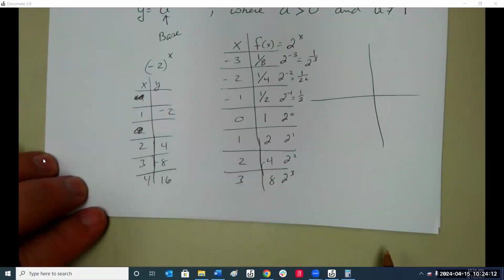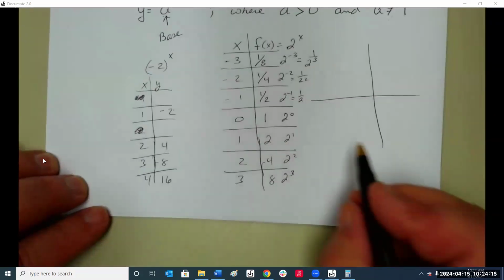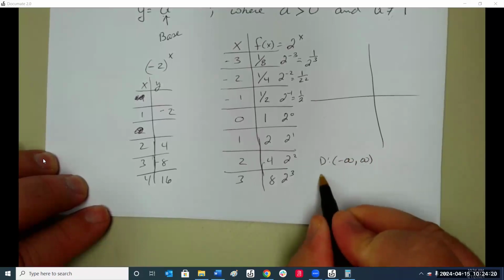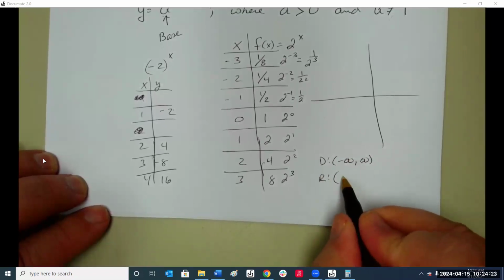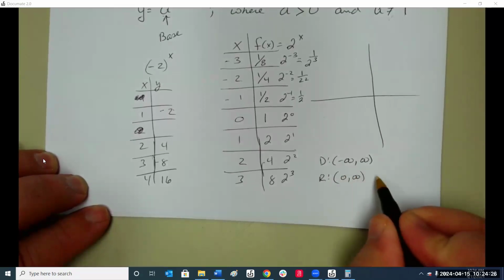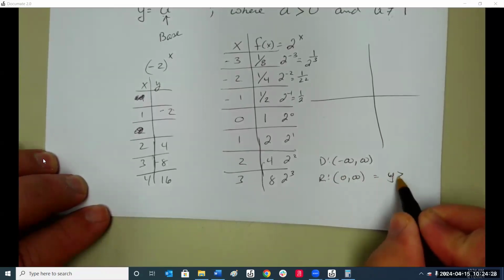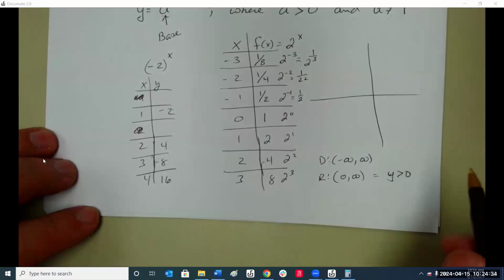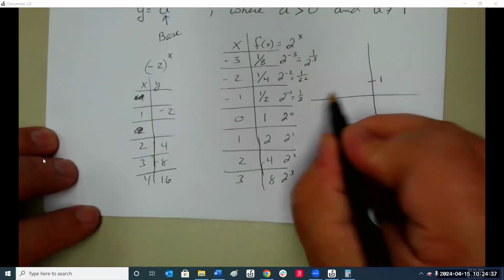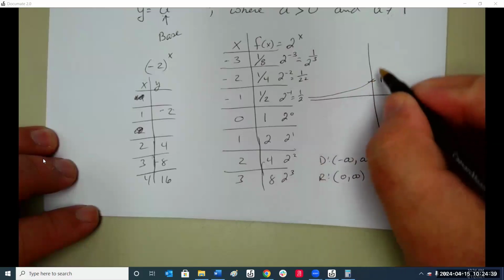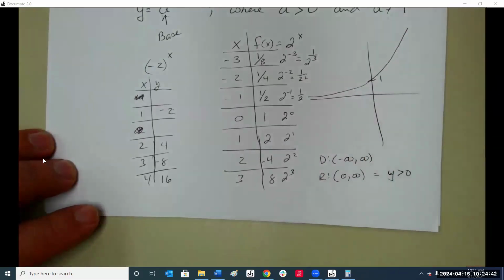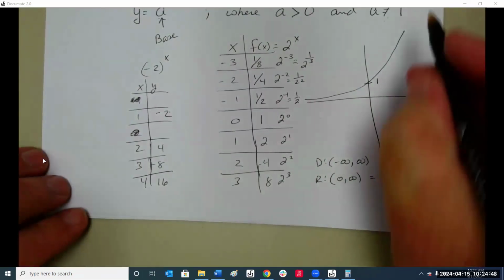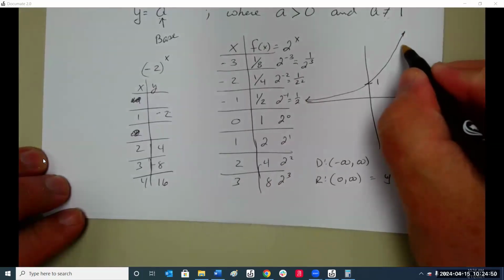So the domain of an exponential function is all real numbers from -infinity to +infinity. But the range has to be greater than 0. It can never equal 0. So anything in the negative realm, it's very small. Anything after 0 is getting larger and larger and larger. So that's an exponential function. That's what it looks like.